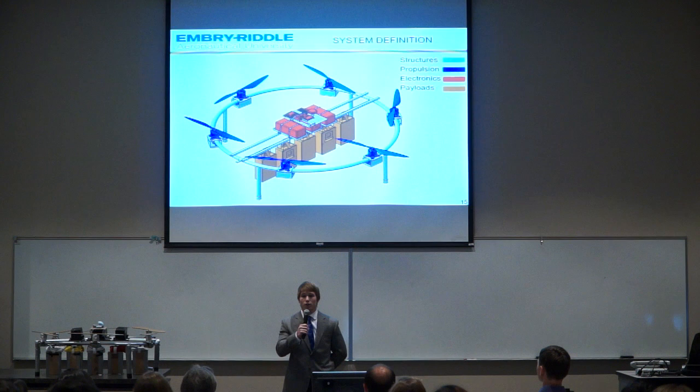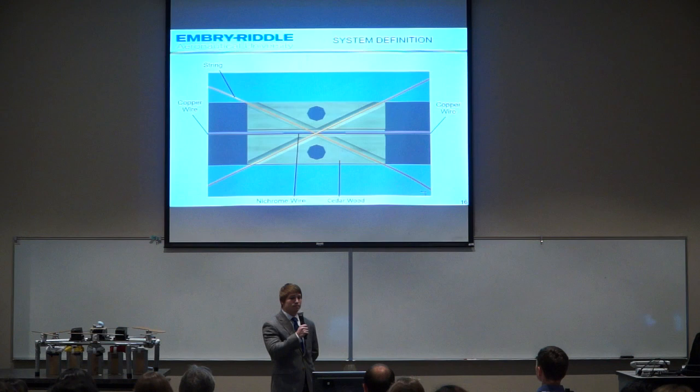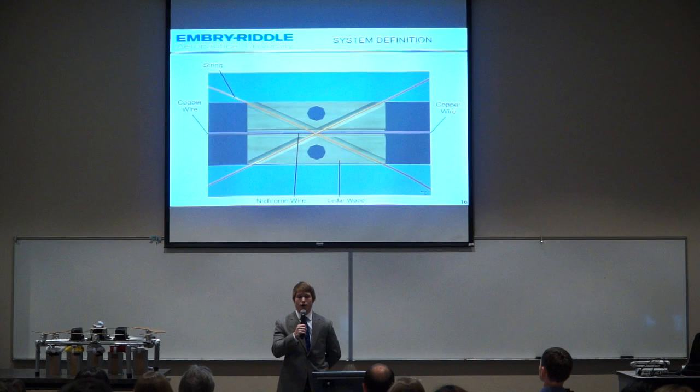Now looking a little closer at the connection point between the payloads and the structure, we'll see that the payloads are supported by an orange nylon string. This string will eventually be severed using a hot nichrome wire. Once the string is severed, the payloads will deploy.